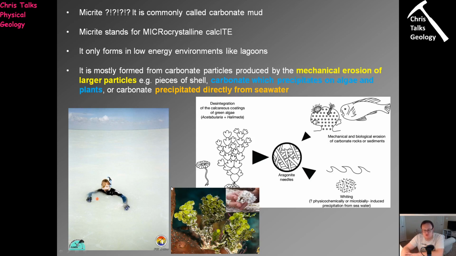Essentially, the moral of the story is in the end what you end up with is huge quantities of very, very fine-grained calcium carbonate. Now, micrite is very, very important because it is one of the primary forms of calcium carbonate that goes to form limestones.